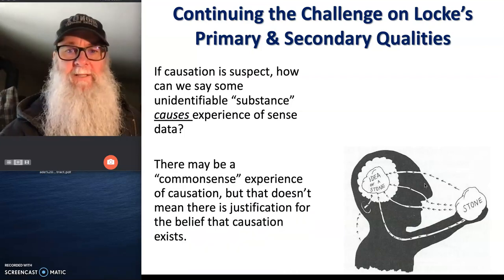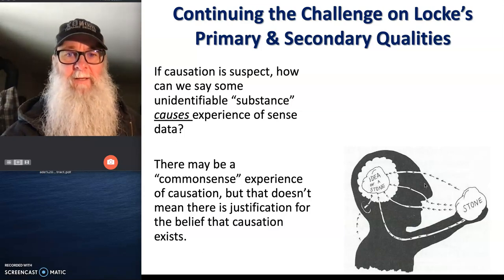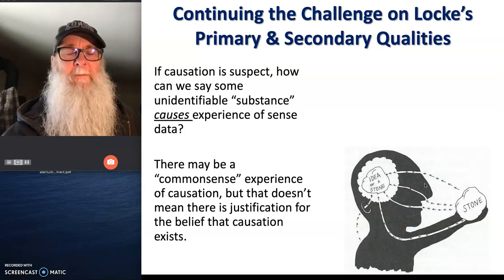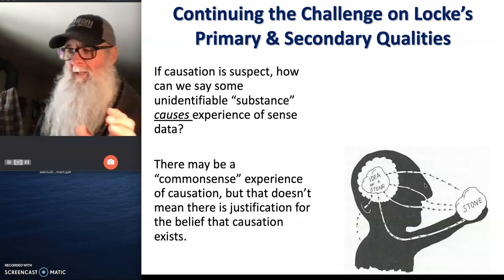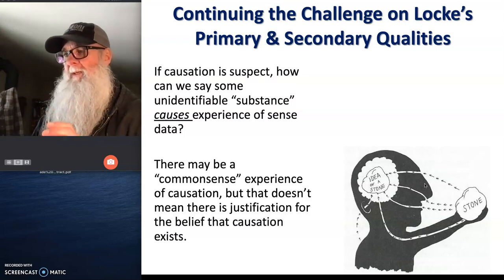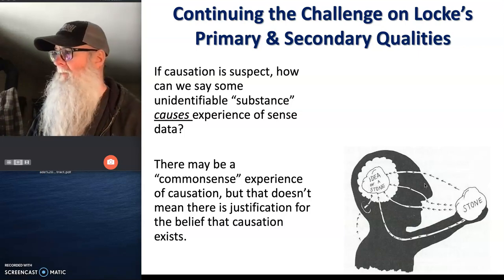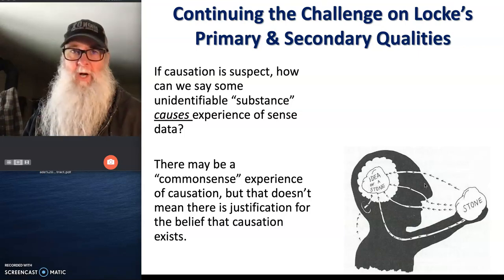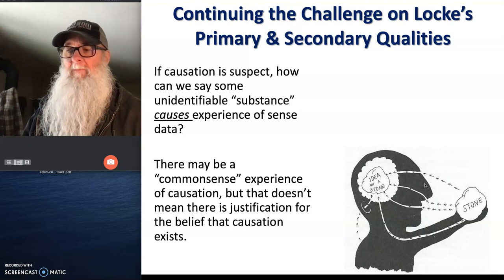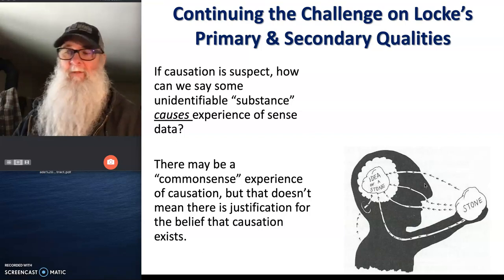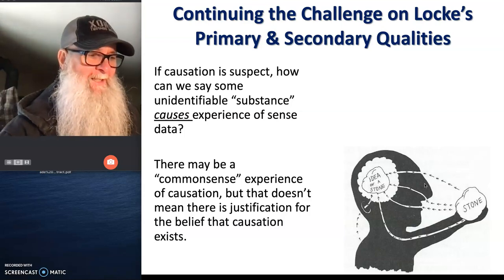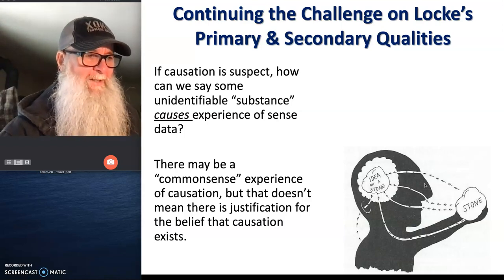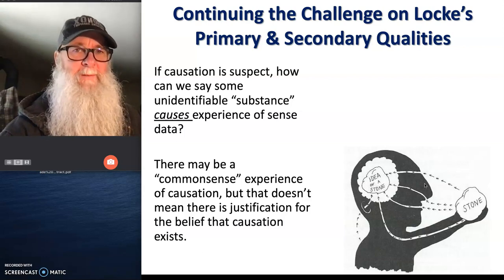Maybe there's a common sense experience of causation that we have, but that doesn't mean there's justification for the belief that causation actually exists. Right? So think about that. That's a pretty significant challenge. Yes, there are things that we experience on a day-to-day basis that appear to be caused. And that makes things really predictable and reliable and makes the world a lot easier to live in. But does that necessarily mean that causation is a real phenomenon?